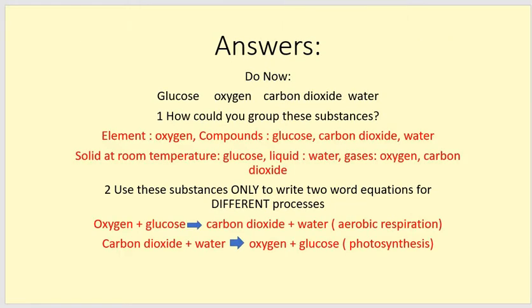So here are the answers. First of all, you could separate the 4 substances by the fact that oxygen is an element and the others are all compounds. That is, they contain 2 or more elements. Glucose contains carbon, hydrogen and oxygen. Carbon dioxide contains carbon and oxygen. Water contains hydrogen and oxygen.